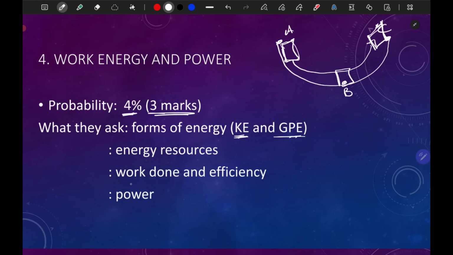And next one, work done, efficiency. So work done, make sure you know the formula. Work done is force times distance, and efficiency. You will be asked to calculate efficiency, or what I've seen most times is they'll give you the efficiency of a machine or anything, and then they would ask you to determine something. So make sure you know the formula for efficiency and how to calculate it. Next one is power. Power is also a common one, so you need to know the formula for power and also the unit for power.